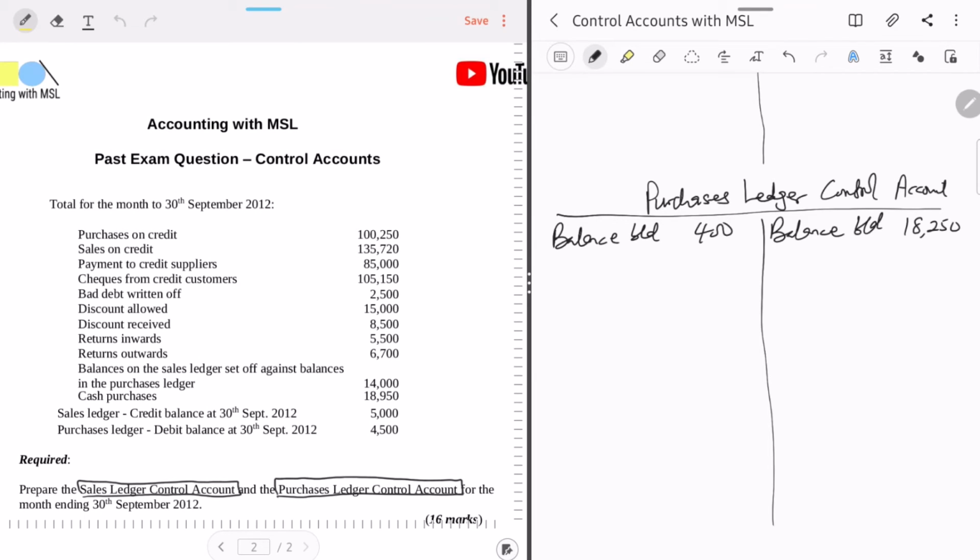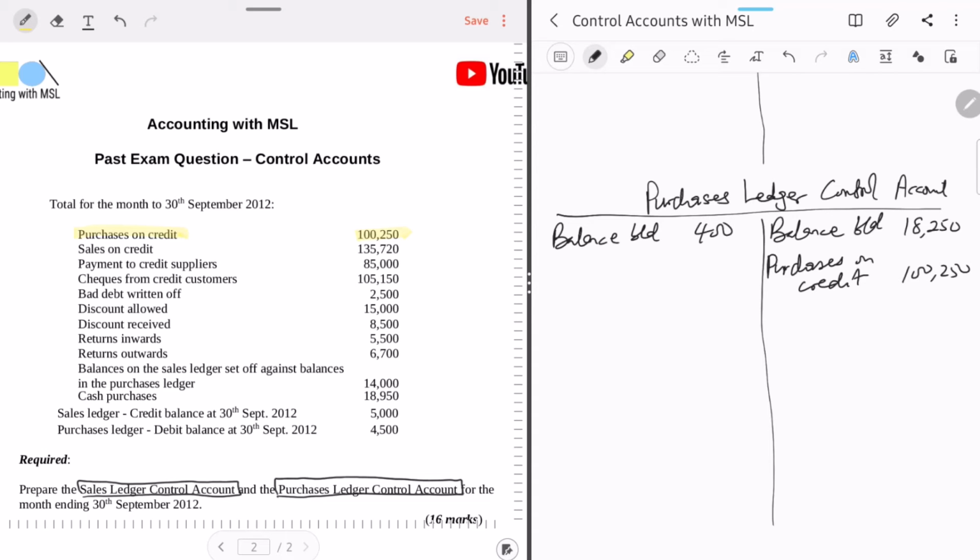Okay, if that is the case, then let's go to the main transactions for the month. So as usual, like we did in the first example, same approach. This will be faster for you because you've done it before. So purchases on credit of 100,250. Remember we said that purchases on credit, how would you record it? Purchases are debit, right? So I debit purchases account, and then I credit the purchases ledger control account. So I come here and I write purchases on credit of 100,250.